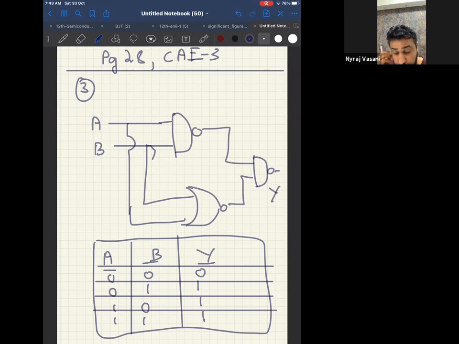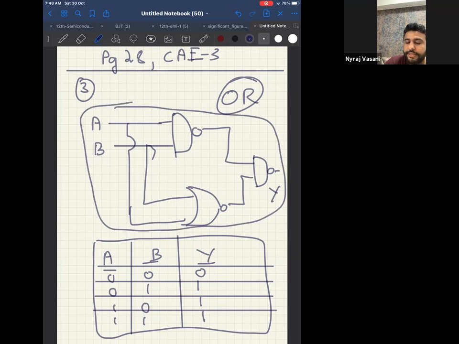Now tell me, all of you, looking at the truth table, which gate does it symbolize? It symbolizes, can I say, OR gate. Therefore, in the question, what they will tell you is, what does this particular circuit symbolize? Which gate? AND, OR, NAND, NOR. So you have to do this truth table and get the answer. This is page 28, concept application exercise 3, third one. Getting it?